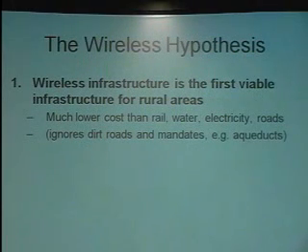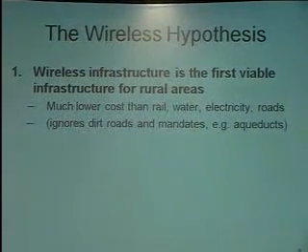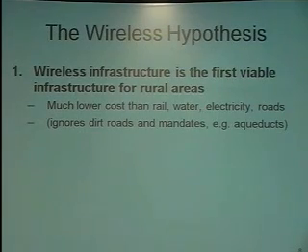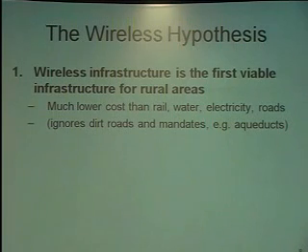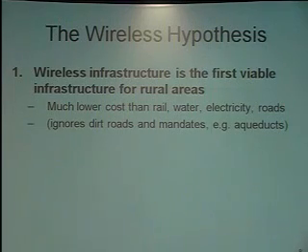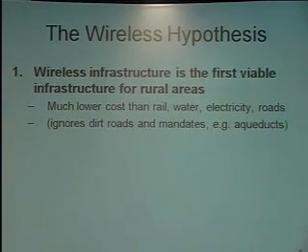So this led me to a hypothesis, which I'm not going to prove today, but the hypothesis is that wireless infrastructure is really the first viable infrastructure for rural areas. Unlike roads and rail and water systems, which are too expensive for rural areas, wireless is not too expensive. Cellular base stations might be too expensive for rural areas, but that doesn't mean wireless is too expensive.